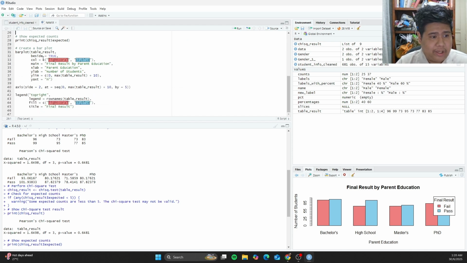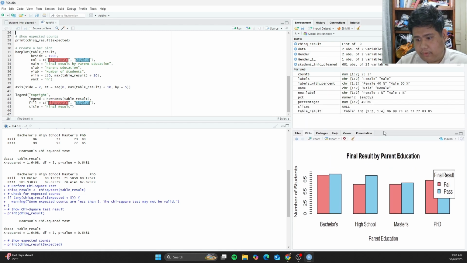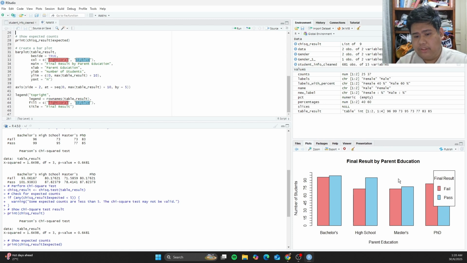And additionally, I create a bar plot. So as we can see here, this is the bar plot for the final results by parent education. We can see here the number of students that pass. This is the number of students that fail whose parent is a bachelor's holder, and this is the pass. So this is basically another graph for the contingency table. So I think that's all for the chi-square test.